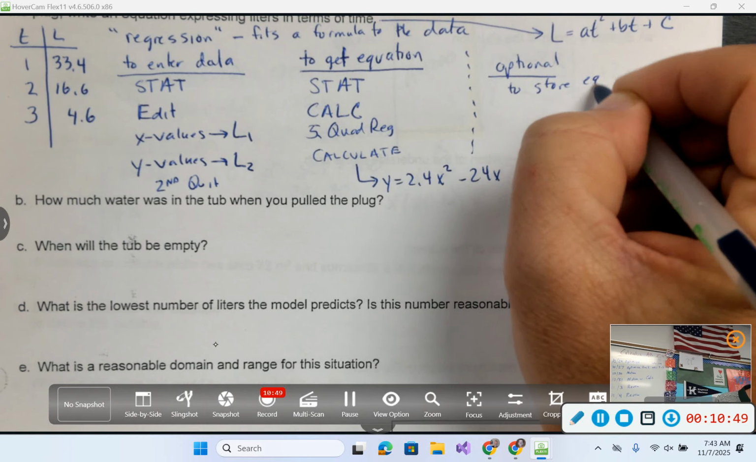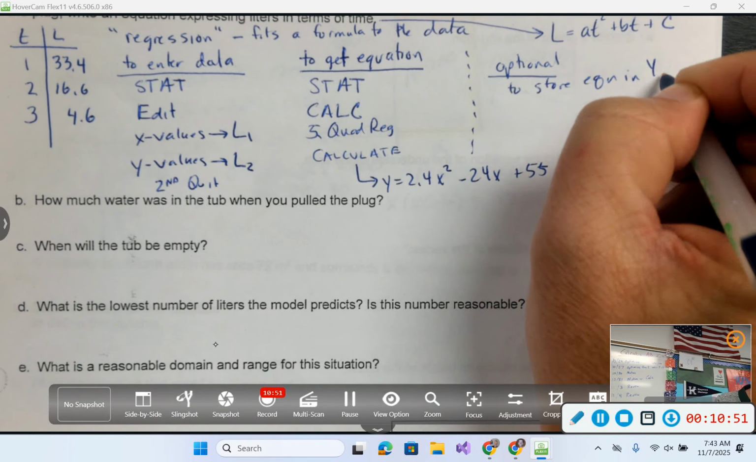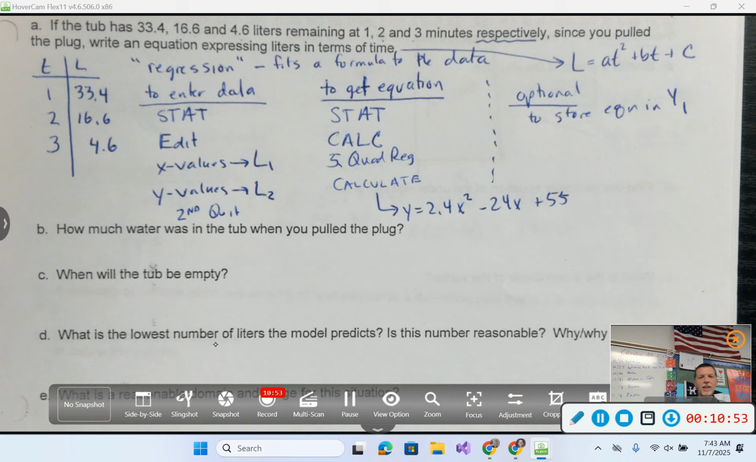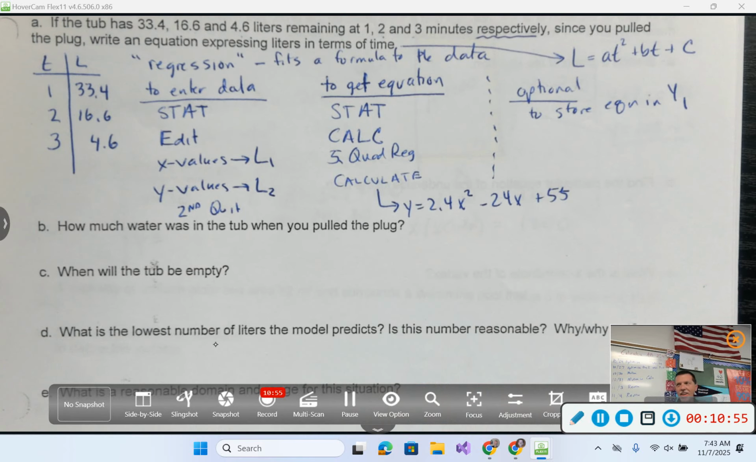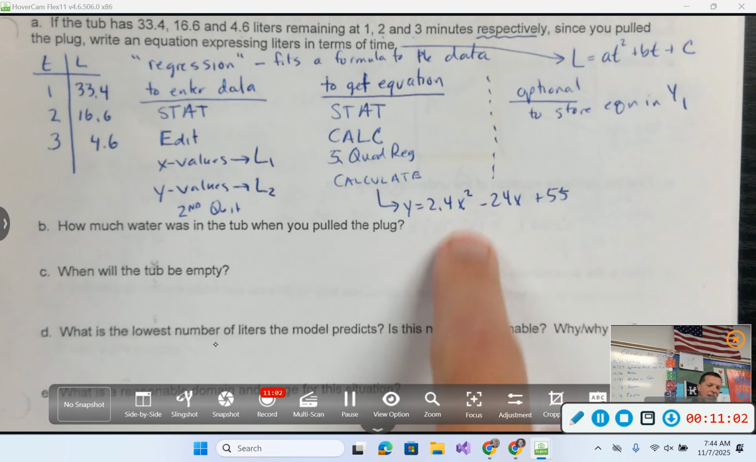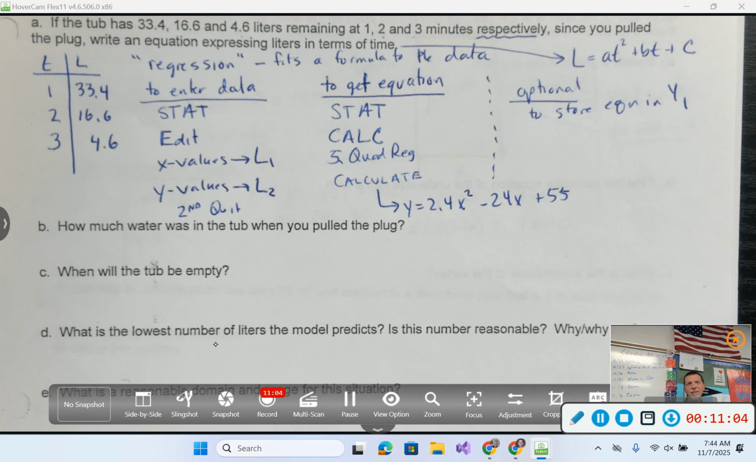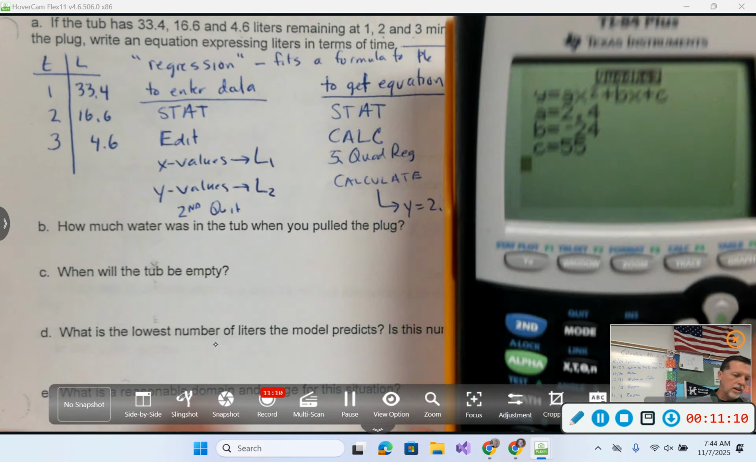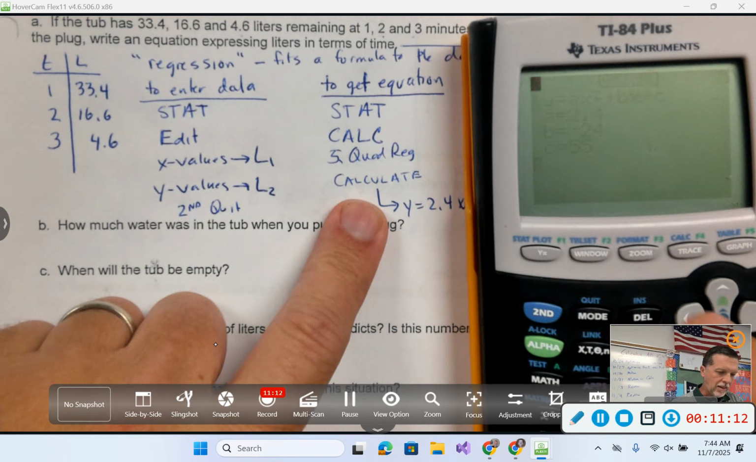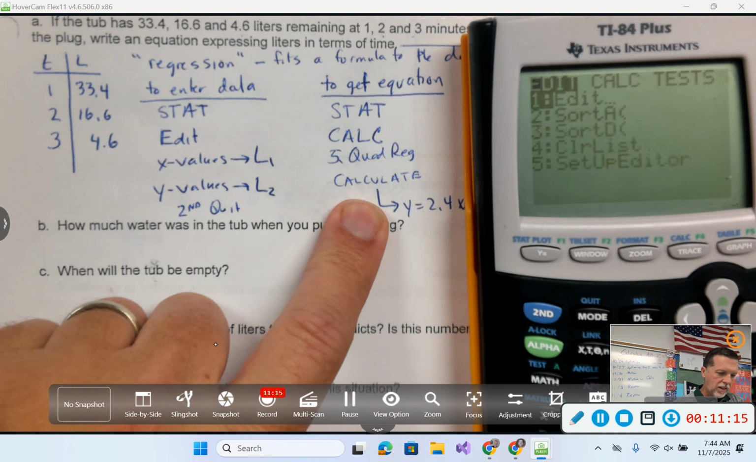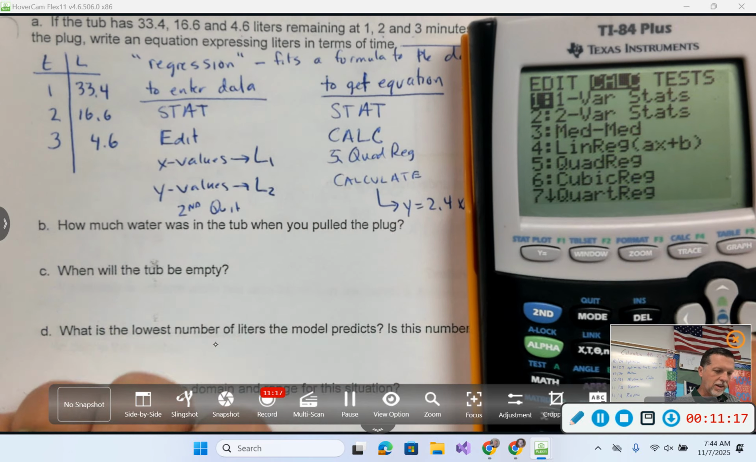To store that equation in y1. We're going to do stuff with that equation, so we're going to type that equation into y1, but we can skip that step. We can tell the calculator to put that equation in y1 for us. So rather than us having to write it down and then type it in, we can just say, calculator, you stick it over there. So back to stat, so quit, stat, calculate, quadratic regression.